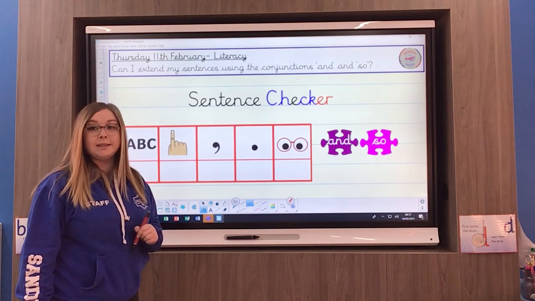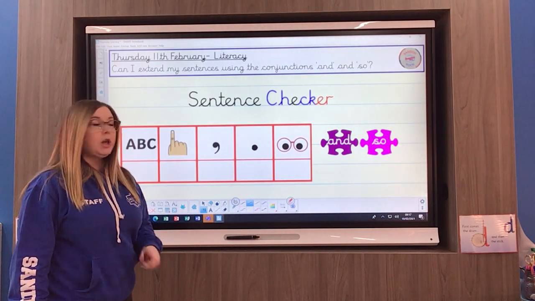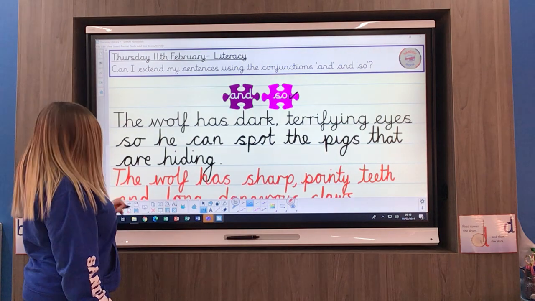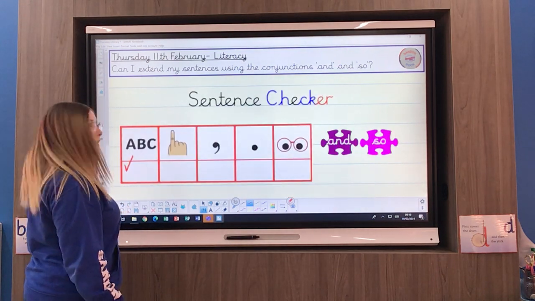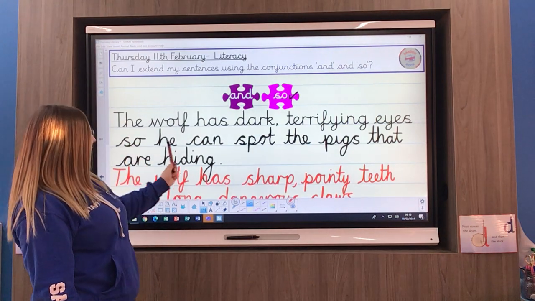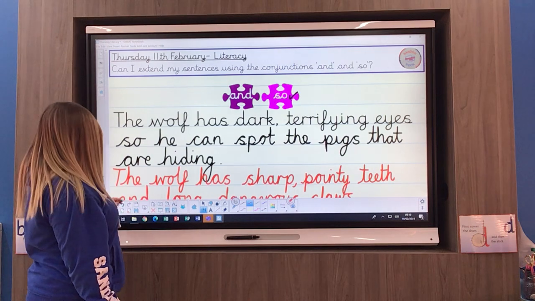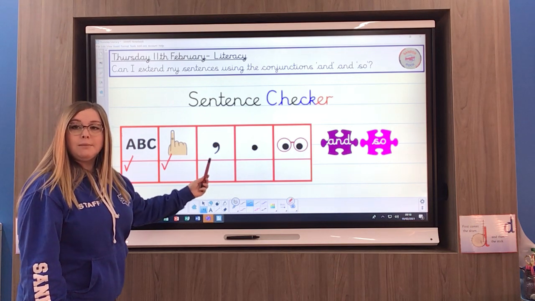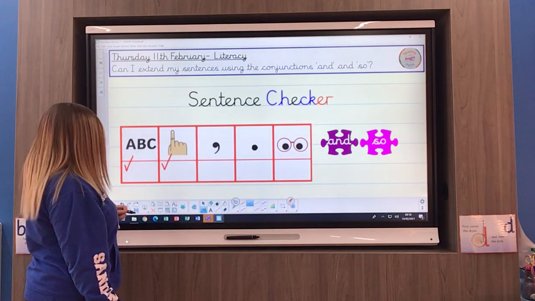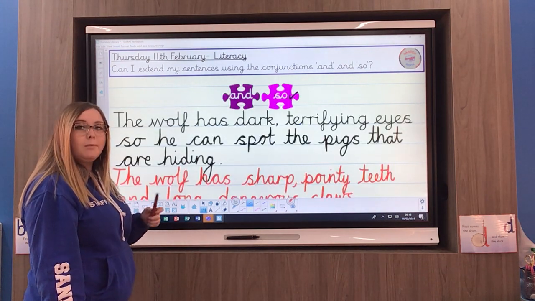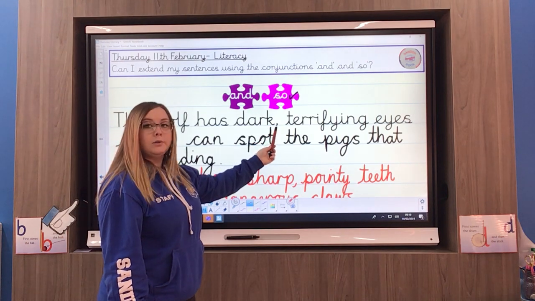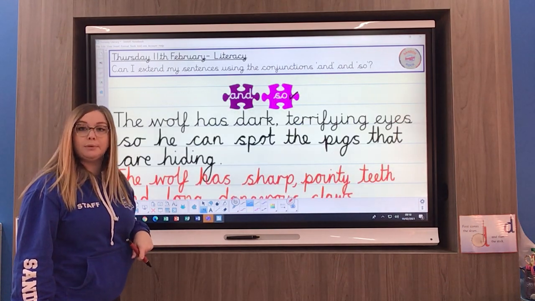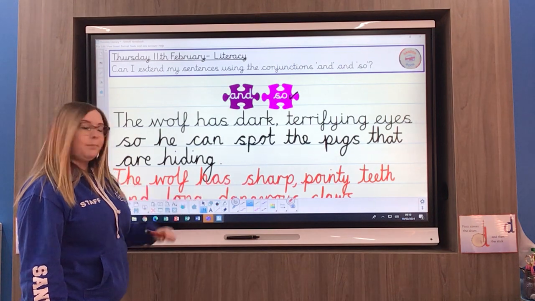Now, once you've written at least 4 sentences, I want you then to check it using my sentence checker. So, capital letter. Has my first sentence got a capital letter right at the start? It has, so let's give it a tick. Have I used finger spaces? Let's have a look. Is there a space between each word? Yeah, brilliant. I can give that one a tick as well. Then we've got a comma, and remember our comma goes in between 2 describing words. So can you see any commas? I've spotted one here, so I can give myself a tick. Did I finish my sentence with a full stop? Let's look right at the end. Yep, perfect.